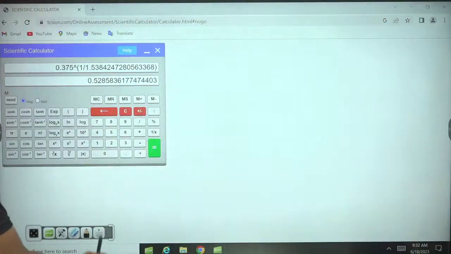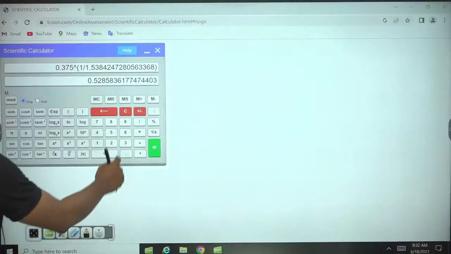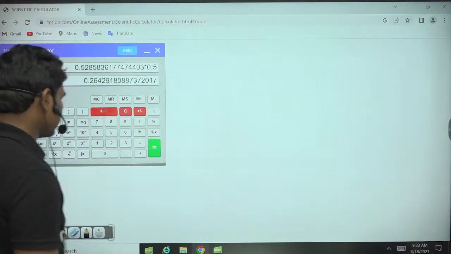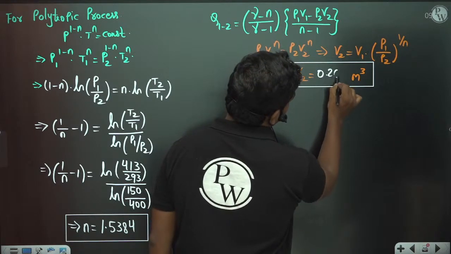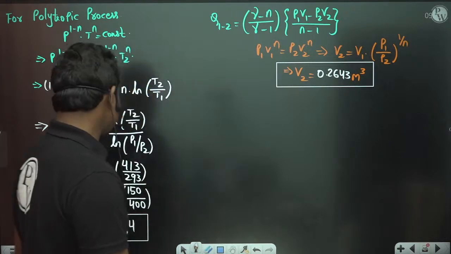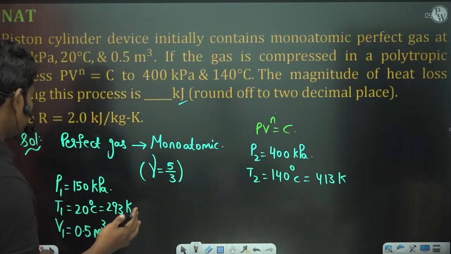So what about V1 actually? V1 is 0.5. So if you multiply with this 0.5, this gives you around 0.2643 meter cube. 0.2643 meter cube, correct? So this is the polytropic expansion. 0.2643 meter cube actually. Now you got the value of V2.